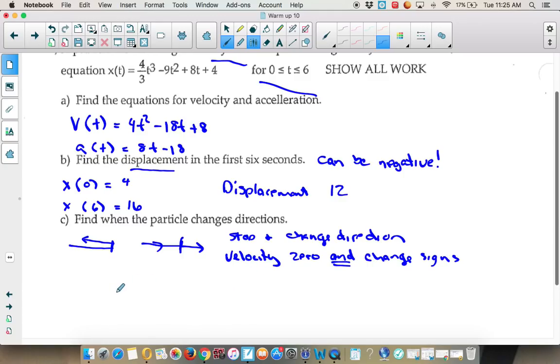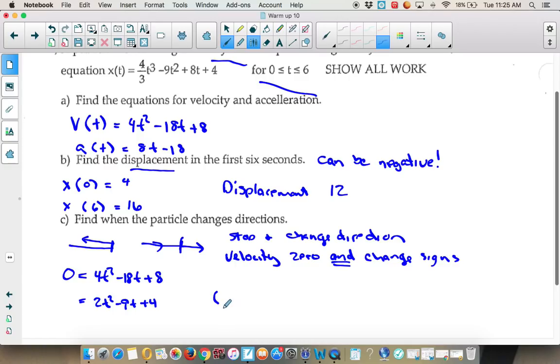So if I want to know when my velocity goes to 0, I set my velocity equation equal to 0 and solve. So 0 is equal to 4t squared minus 18t plus 8. I'm going to go ahead and divide everything by 2, just to make it a little easier to deal with. So that's going to be 2t squared minus 9t plus 4. And then I'm going to factor that.